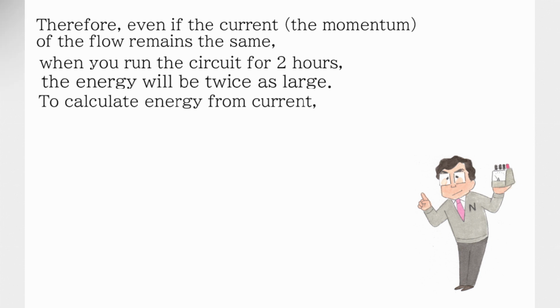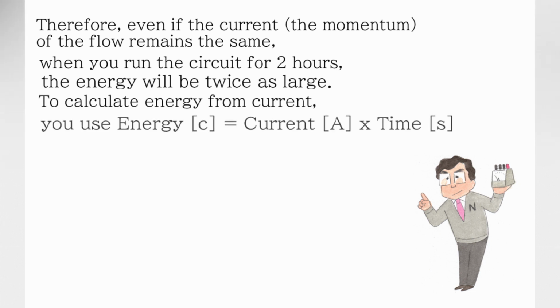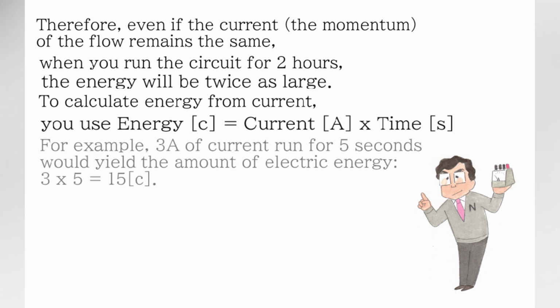To calculate energy from current, you use energy, coulomb, equals current, amperes, times time, seconds. For example, 3 amperes of current run for 5 seconds would yield the amount of electric energy: 3 times 5 equals 15 coulombs.